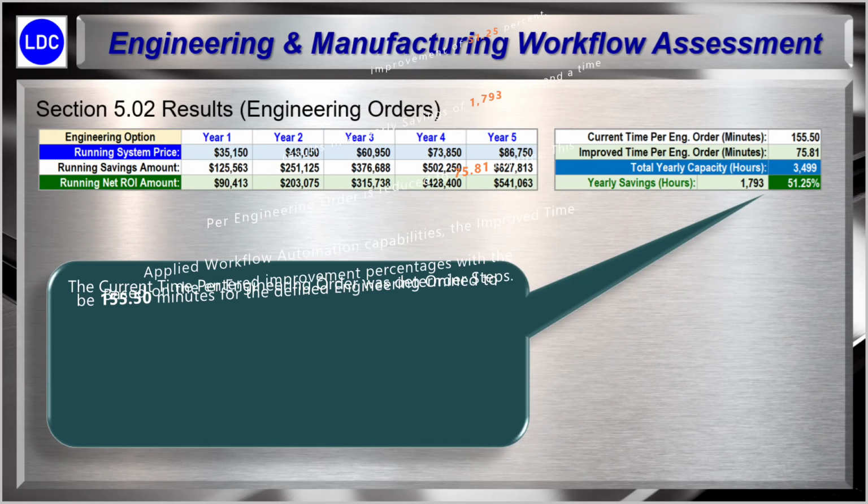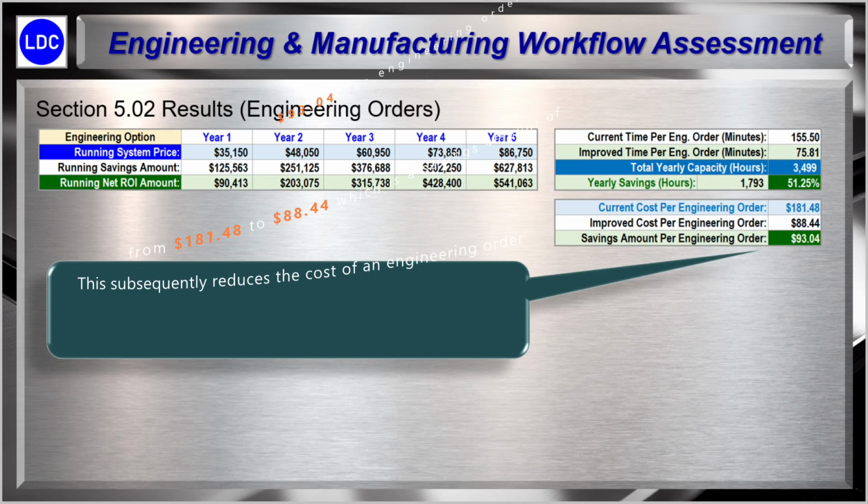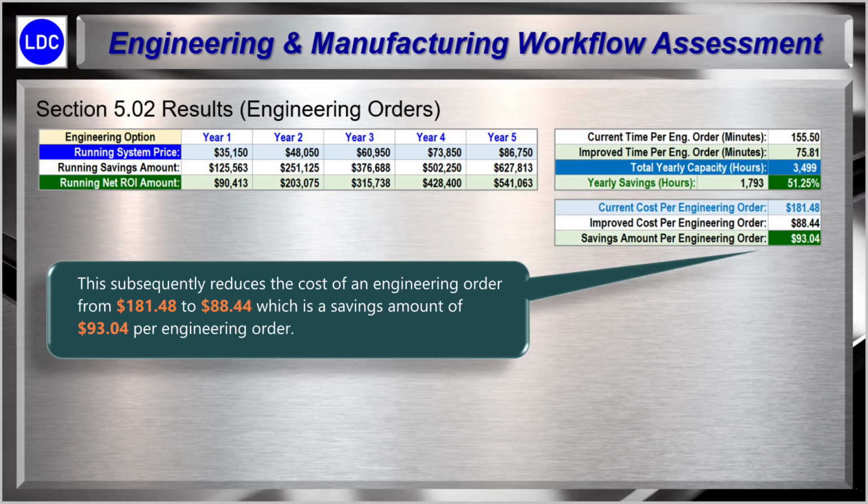The current time per engineering order was determined to be 155.50 minutes for the defined engineering order steps. Based on the entered improvement percentages with the applied workflow automation capabilities, the improved time per engineering order is reduced to 75.81 minutes. This results in a yearly savings of 1,793 hours and a time improvement of 51.25%. This subsequently reduces the cost of an engineering order from $181.48 to $88.44, which is a savings amount of $93.04 per engineering order.